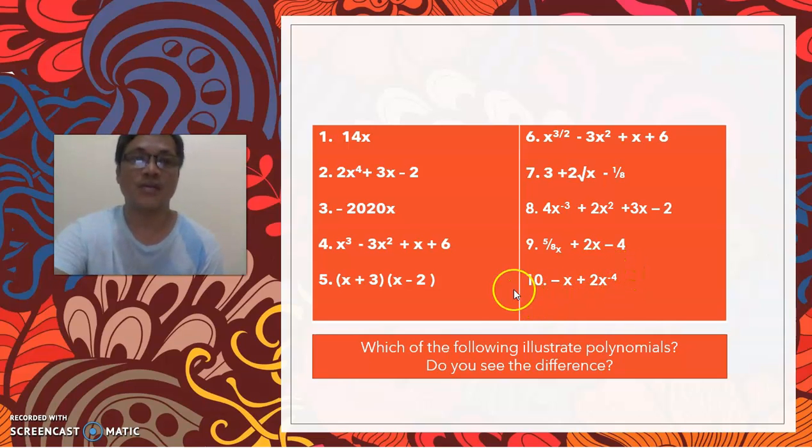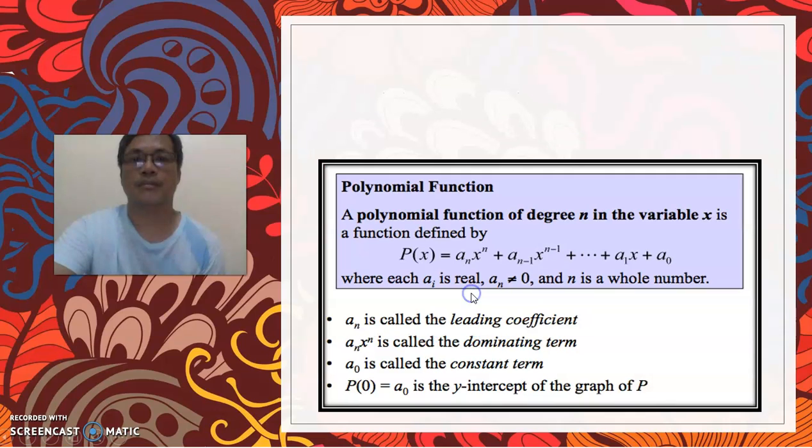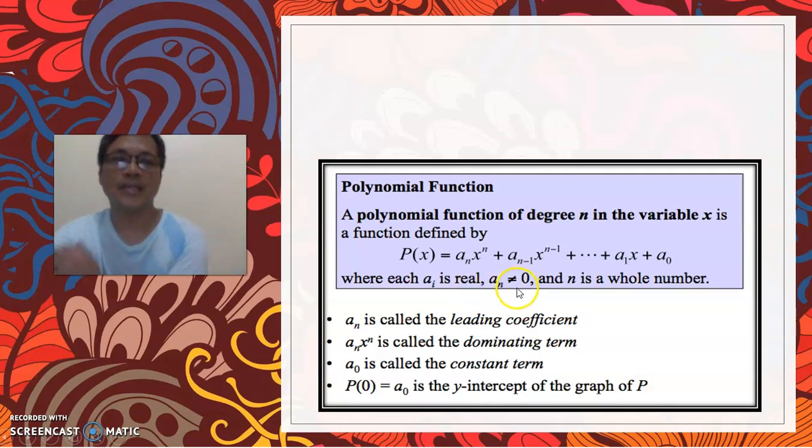So, can you now give the difference between the two groups of polynomial expressions? Or can you make your own example of polynomials? Okay, I would like to give you the definition of polynomial function.